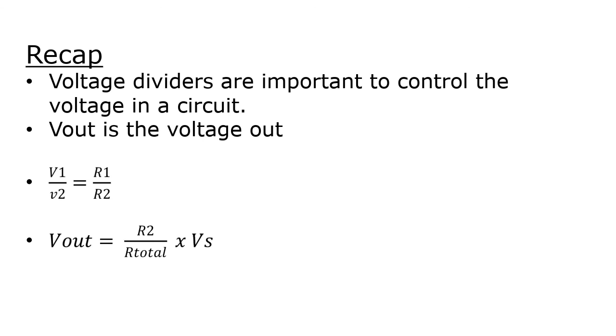Now we recap there. So obviously voltage dividers are used to control the voltage in a circuit, or the voltage out to run other components. Your V out is your voltage out, your VS is your voltage supply, and your two formulas are there as well. So it's a basic introduction here. It's just really about manipulating figures in a circuit, not a heck of a lot, but you just have to think about the process.